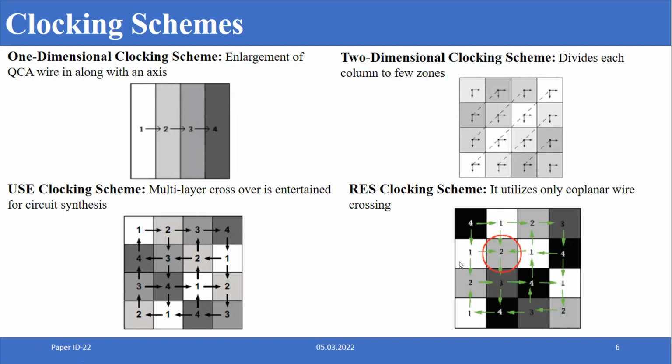But in case of RES, in the case of this clock zone, three inputs are coming to this clock zone. That's why there is three directional input. So that's the main difference between UAC and RES. For this advantage of UAC and RES compared to other clocking schemes, I have used the UAC and RES clocking schemes in my proposed work. How I have used them, I am telling you in my subsequent slides.